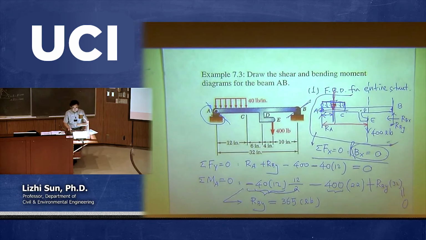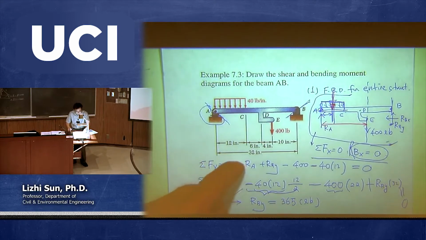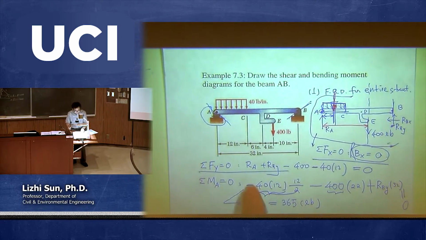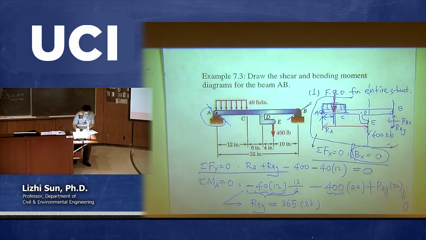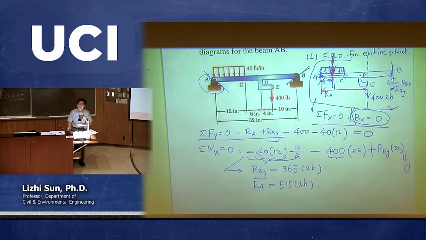And the default unit is pound. And we got a positive, so that means the assumption we made having RBY going up is correct, because we finally got a positive 365. Okay, so now with this result, we are plugging RBY, which is equal to 365, back into the second equation. This one, because this one we still have RA undetermined. So then from this one, we get RA equal to 515. Okay, and also going up because we got a positive.